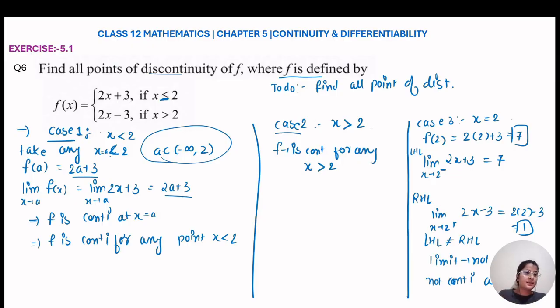I will change the pen for you. This is a very important type of question because I already said the same thing in the introduction chapter also, that in boards you always get a question where we have to find the number of points of discontinuity of a function. These questions are literally very easy. You just have to split your function and check the continuity at the splitting points. This is the thing you have to do.